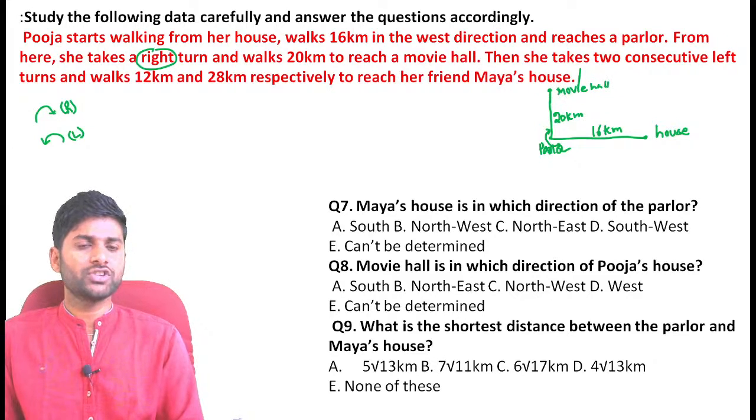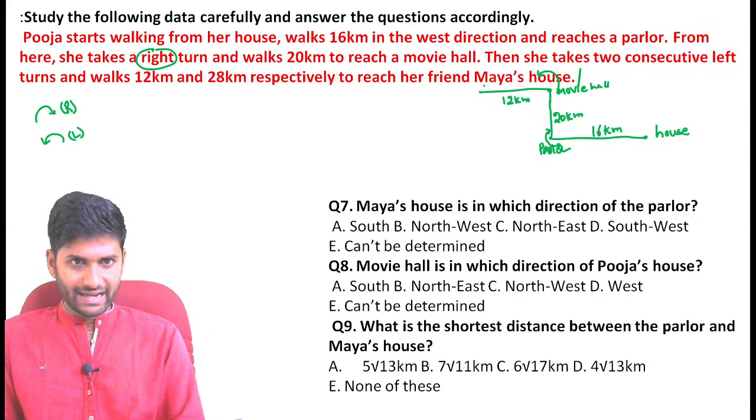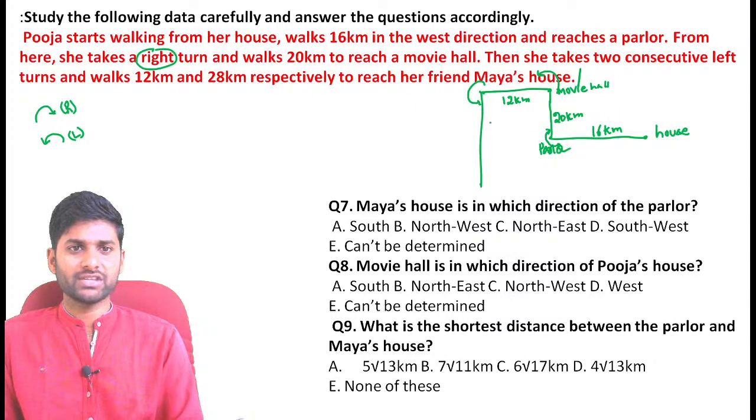She takes two consecutive lefts. Again, consecutive left means anti-clockwise direction. So on the first left, they cover 12 kilometers distance. And the second left, again in the downside direction, the distance is 28 kilometers, which means together it is more than 20.